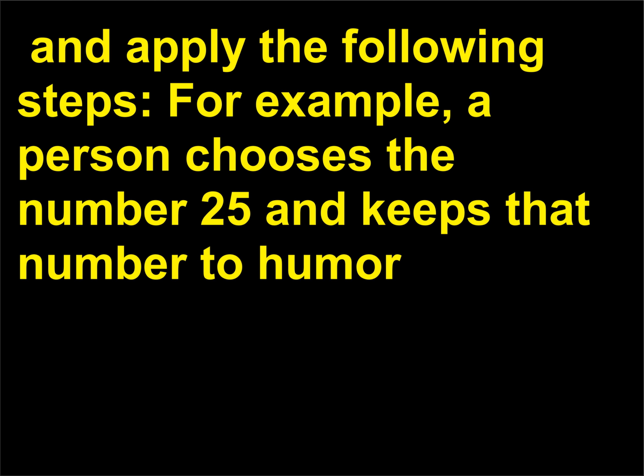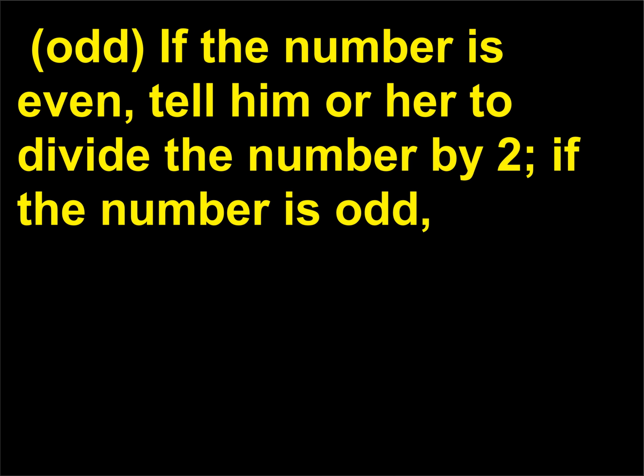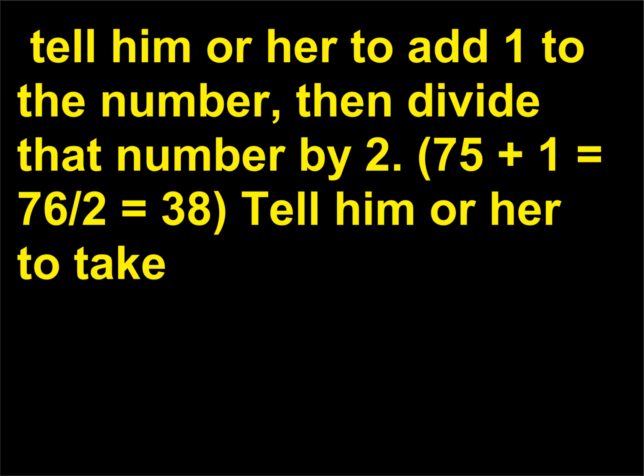For example, a person chooses the number 25 and keeps that number to herself. Ask the person to compute 3xn, 3x25 equals 75. Ask if the number is odd or even. Odd. If the number is even, tell him or her to divide the number by 2. If the number is odd, tell him or her to add 1 to the number, then divide that number by 2.